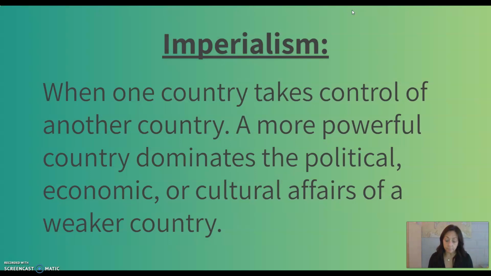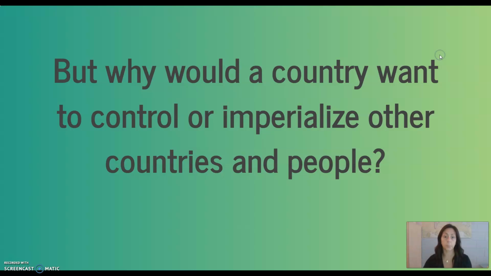So the definition, and you should be filling in your guided notes if you haven't, of imperialism is when one country takes control of another country. A more powerful country, more specifically, dominates the political, economic, and cultural affairs of a weaker country. You can always pause the video when you need more time to write if you're filling in notes.